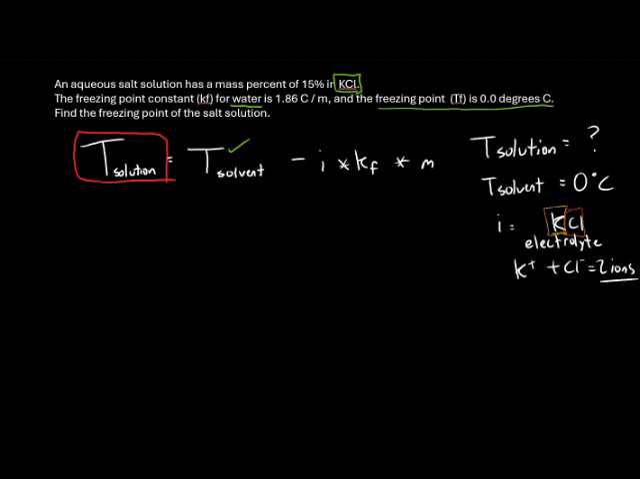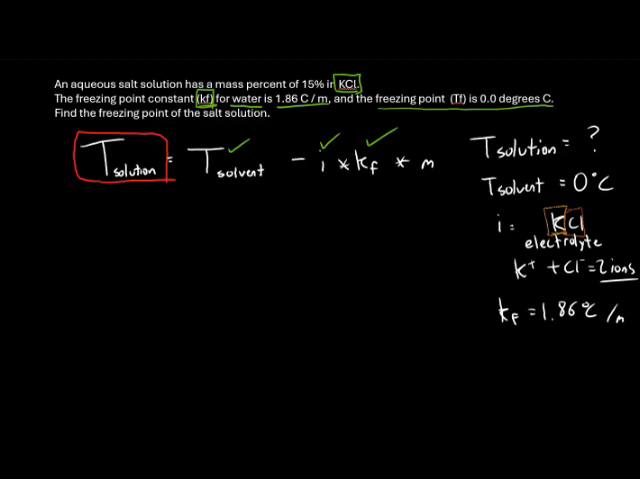This means our Van't Hoff factor is 2, and so we know what i is. We also have the freezing point constant, Kf. That is 1.86. We'll write that down and check that off as well.